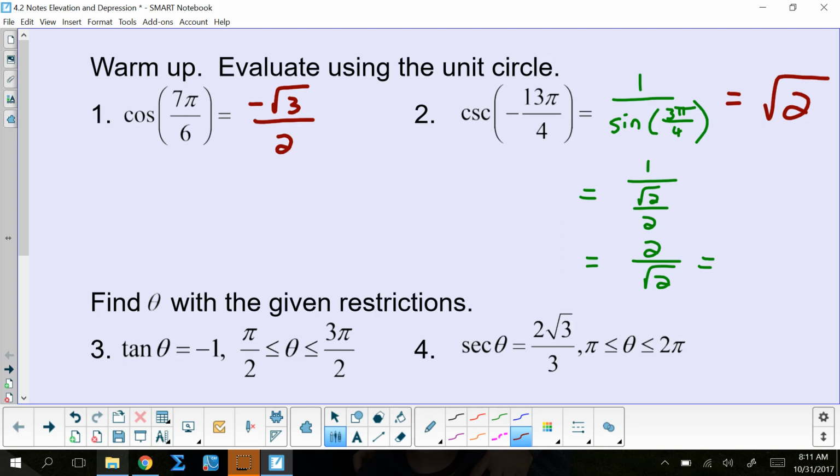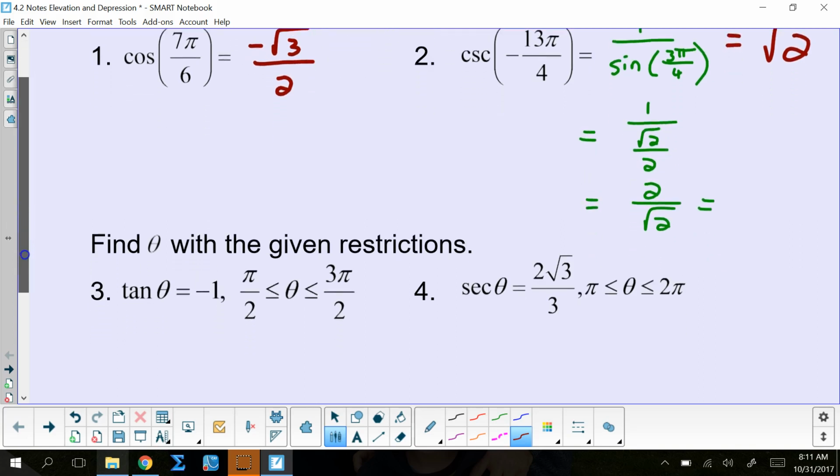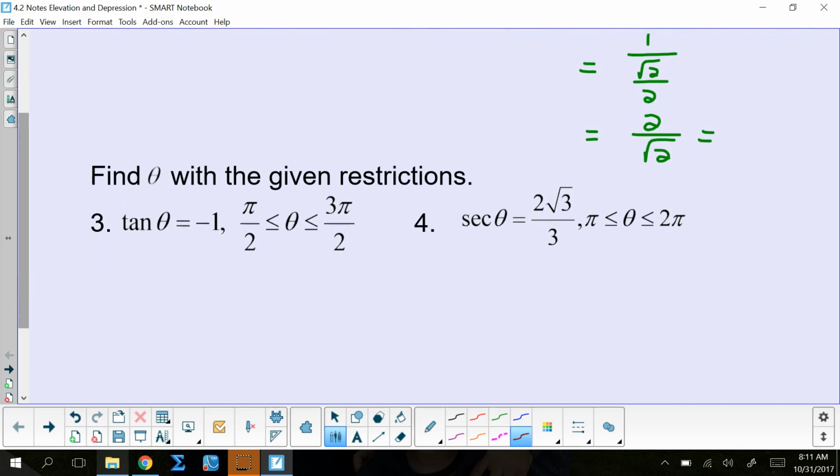Okay. Find theta given the restrictions. Tangent is equal to negative 1, so it looks like the left half. Where's tangent equal to negative 1? I would have to say that that would be at theta equals 3 pi over 4.